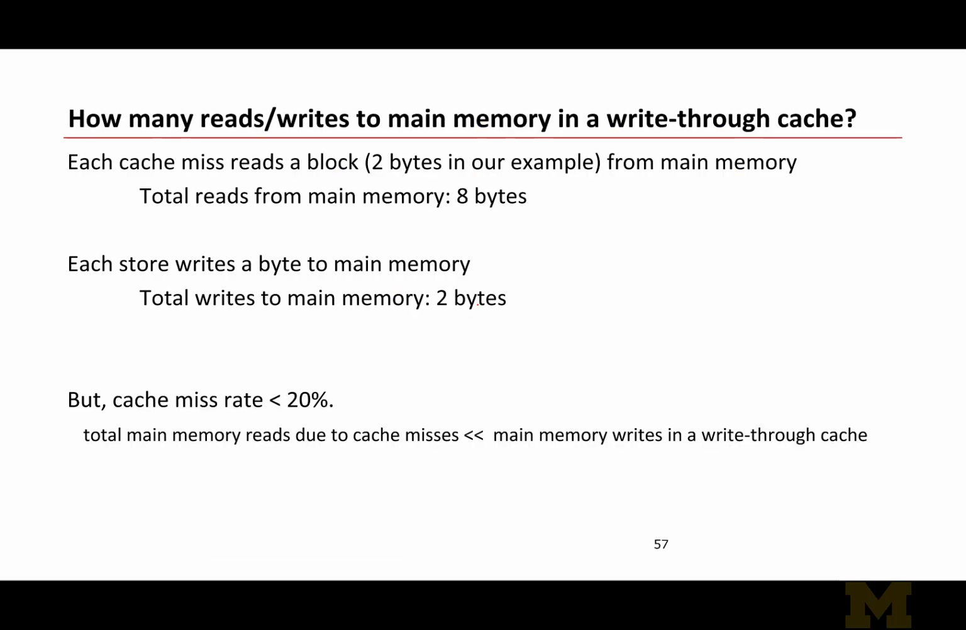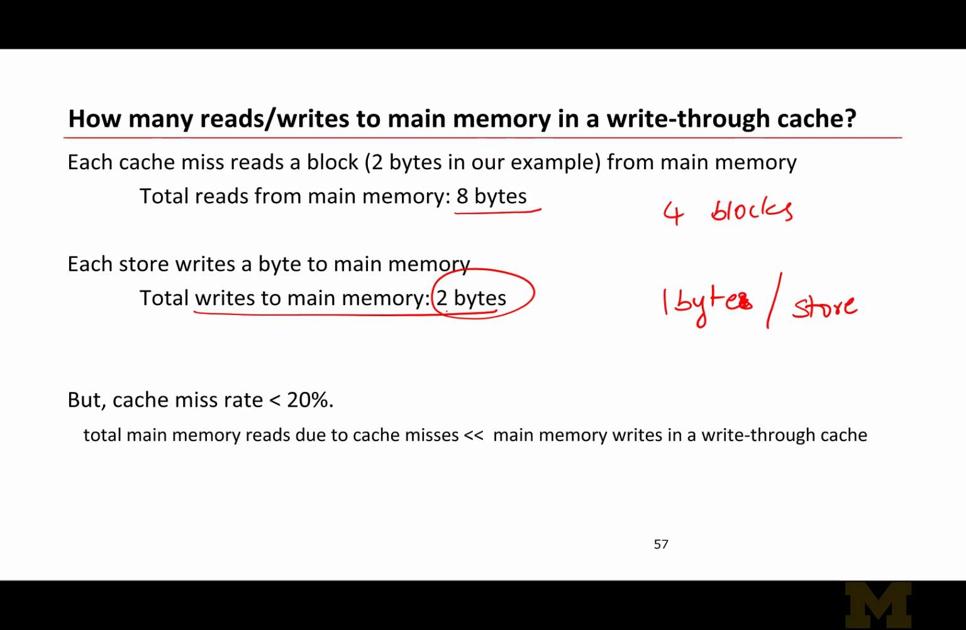So in this example, the number of reads from memory is 8 bytes because we brought in 4 blocks worth of data for 4 misses. And the total number of writes to memory is only 2 bytes. So we wrote 1 byte per store. Each store is writing to 1 byte of data, so therefore when I wrote to the memory, I have to write 1 byte per store. So totally we had 2 stores, and so therefore I need to write 2 bytes of data to the memory.